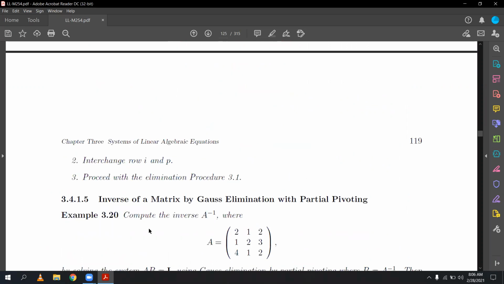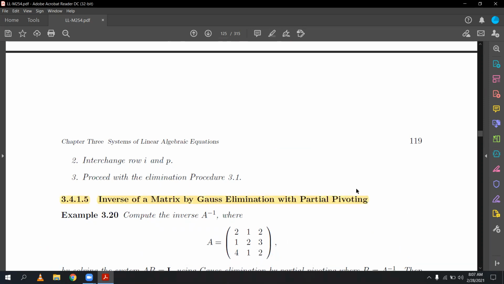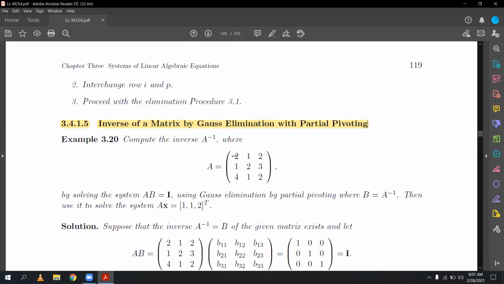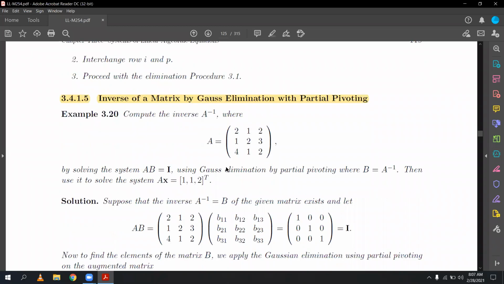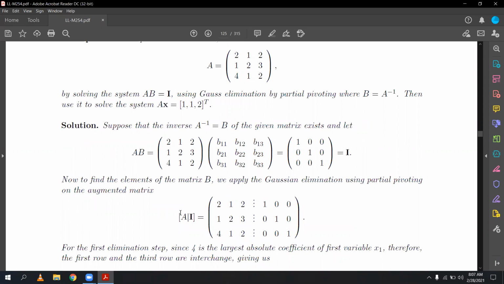Also in an exam, the teacher can ask you to find the inverse of the matrix by using Gauss elimination with partial pivoting. So I use this example to find the inverse of this one here. It's a very simple one. We have to start with the augmented matrix, this one. We start with this because we are finding the inverse of A.